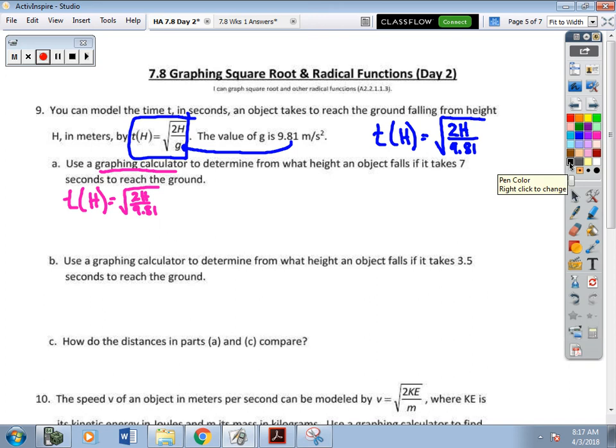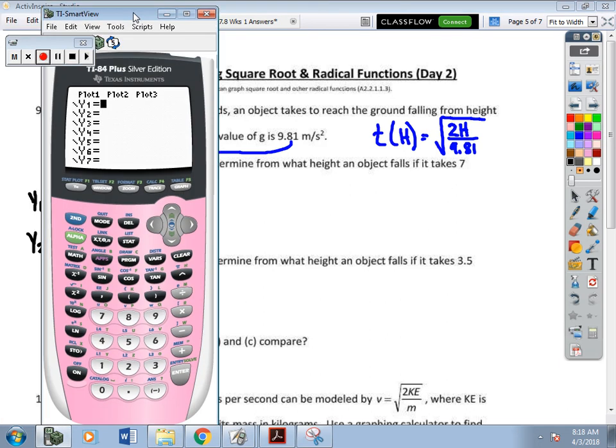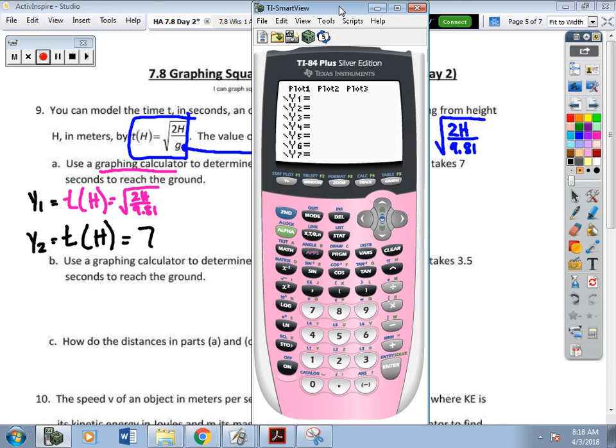and then you're also going to do one where it equals 7. So this will go into your y1 in your calculator, and this will go into our y2. So we'll have two equations typed in, and then we'll graph them, and we'll see where they intersect. So, square root of 2x divided by 9.81. We have to use x in the calculator, and 7.